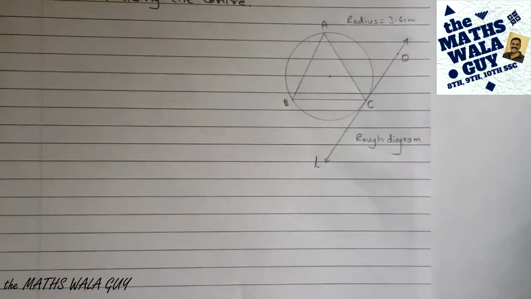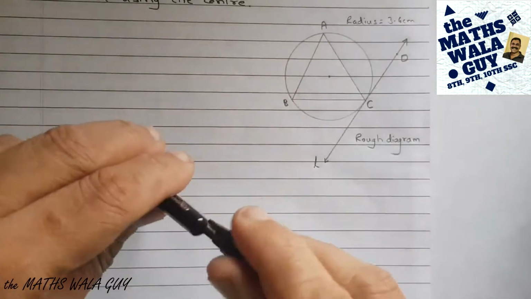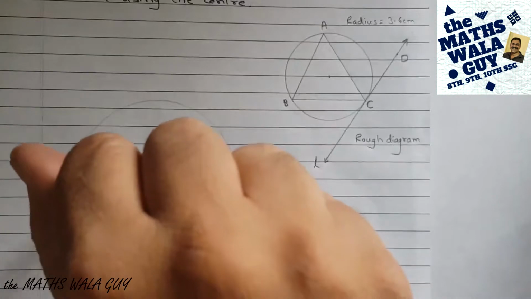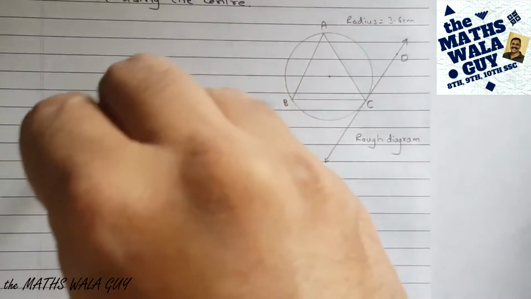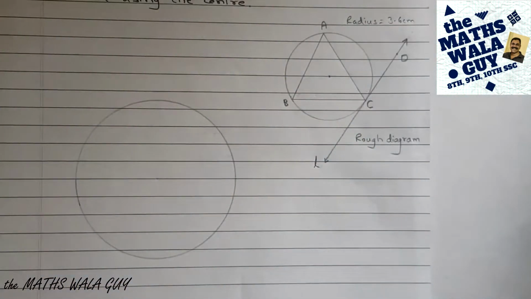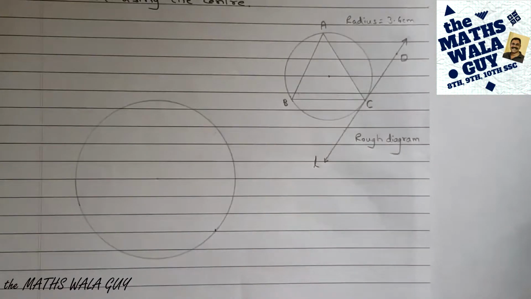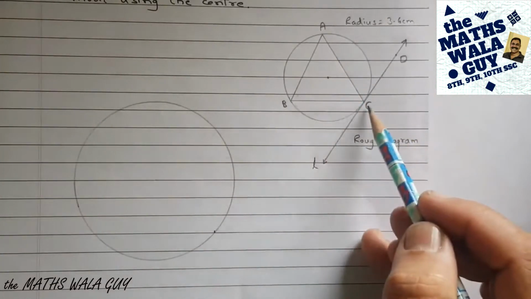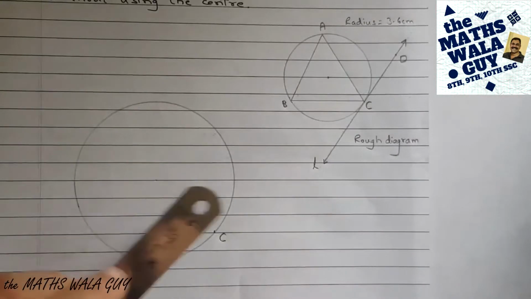I will start the sum by drawing a circle of radius 3.6 centimeters. I will then take any point C on the circle. Anywhere you can take it. Then I will draw this triangle ABC at this point C. Once again, remember, I will do it without any measures.